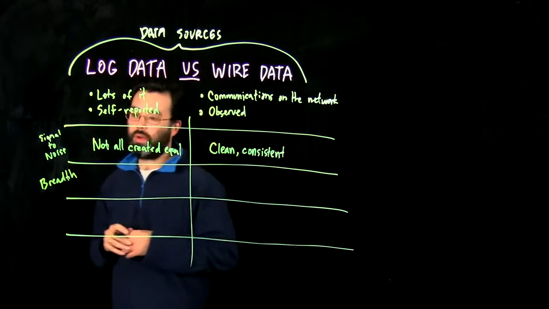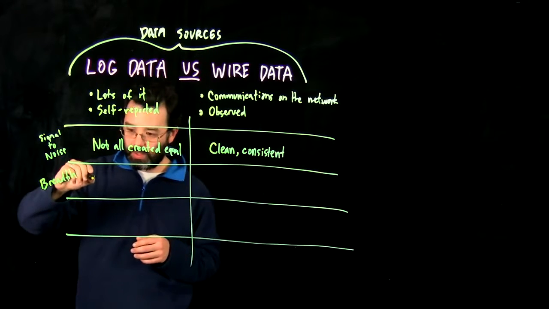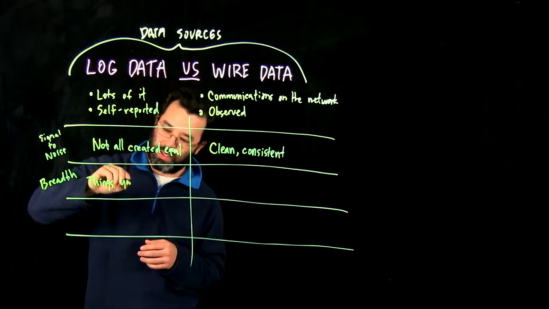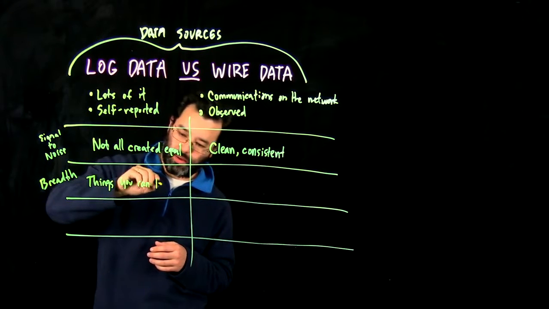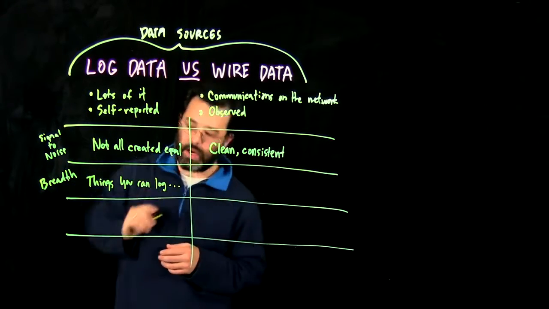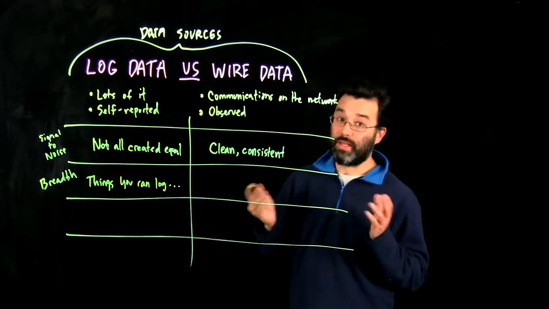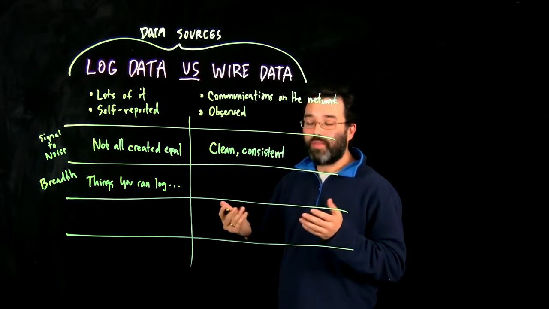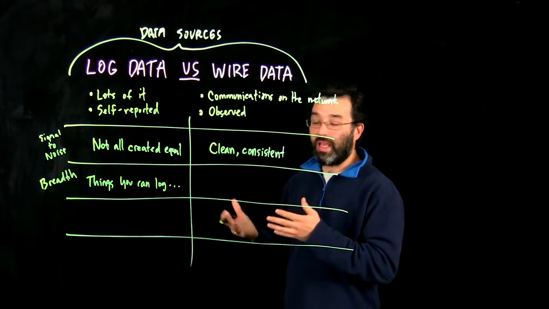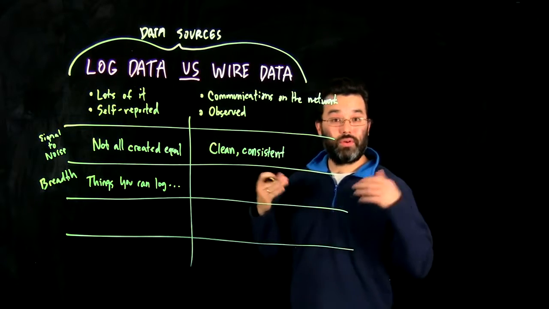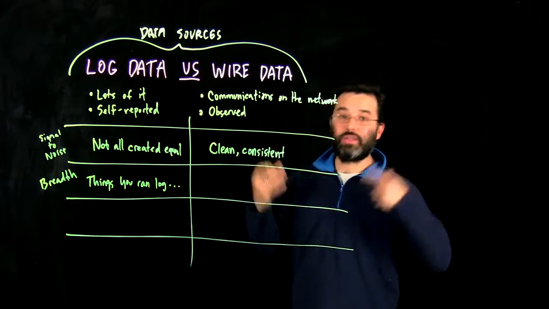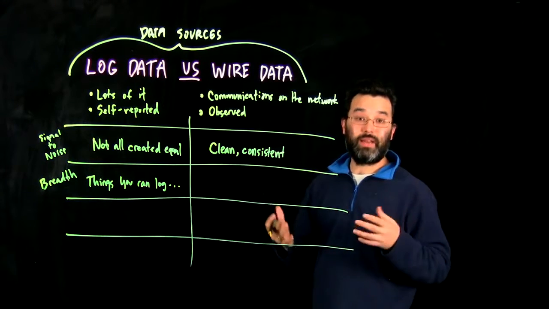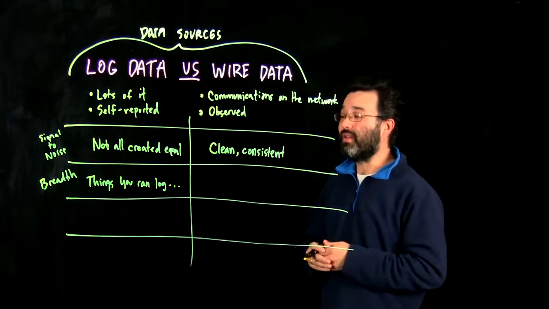The second category I want to look at is breadth. So, with logs, there's things you can log, and then there's everything else. You're really relegated again to what the person who wrote the logging thought to include. So if there's any edge cases that they didn't anticipate, sorry, you're not going to get that in the logs.